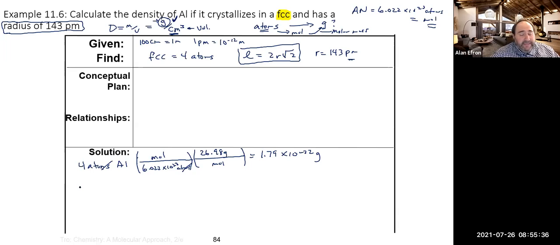So we're going to calculate the length here, and I'll leave it in picometers first. That's 2 times our 143 picometers times the square root of 2. If I do that, I get something like 404.47, or so. 404, I typed it in right here real quick.